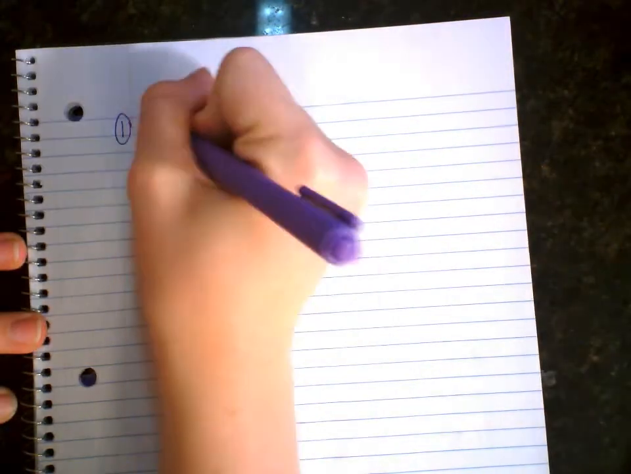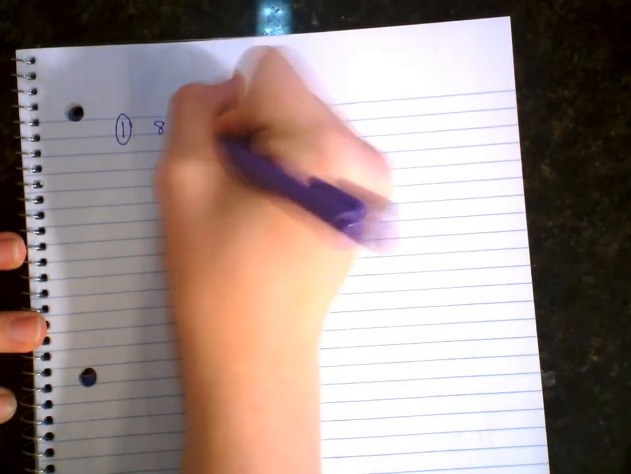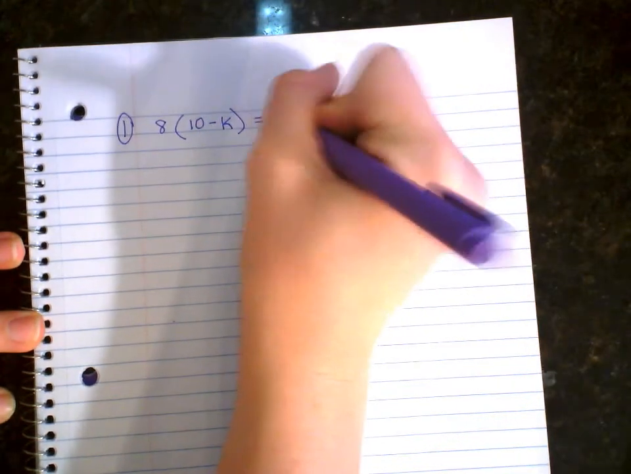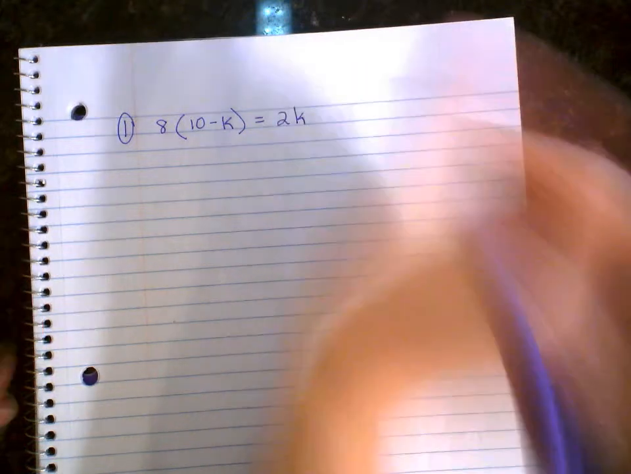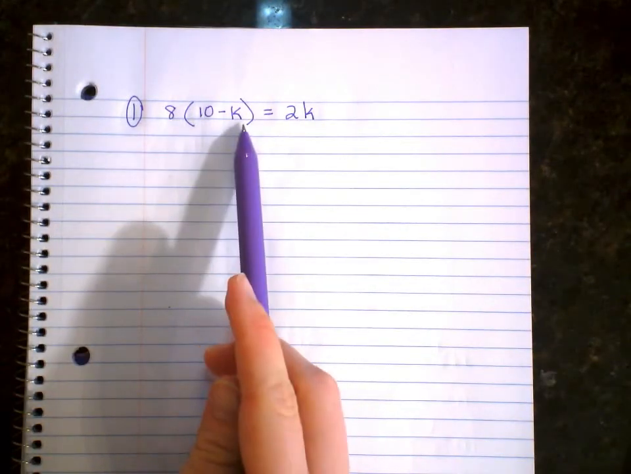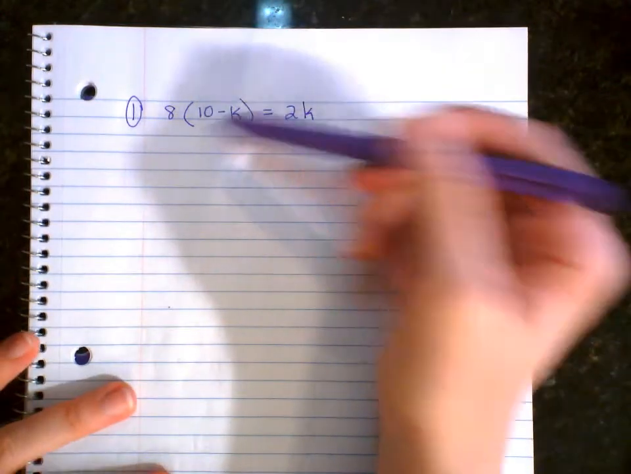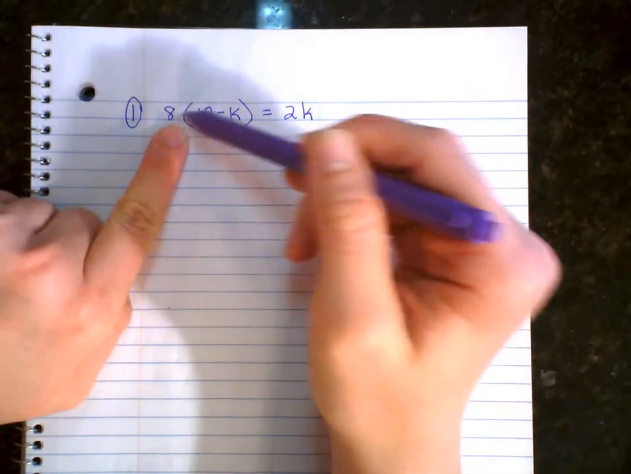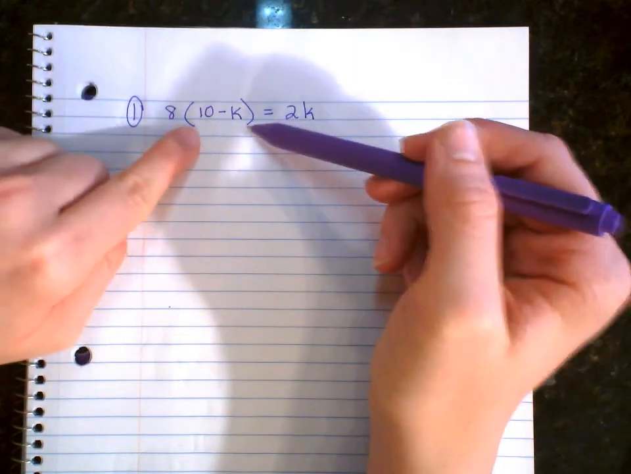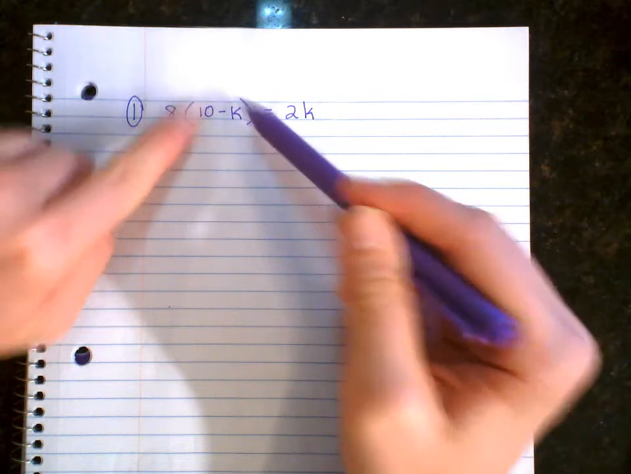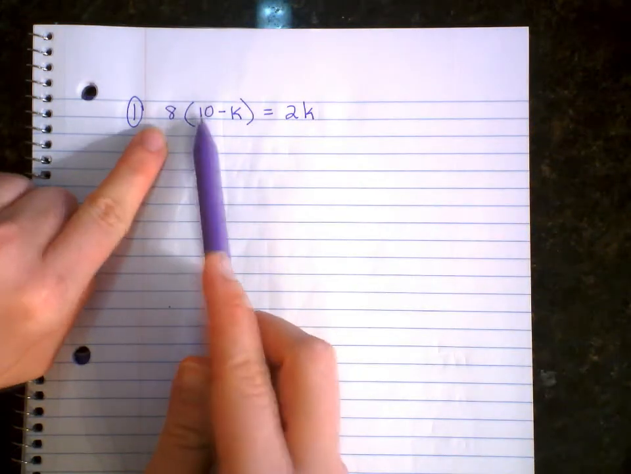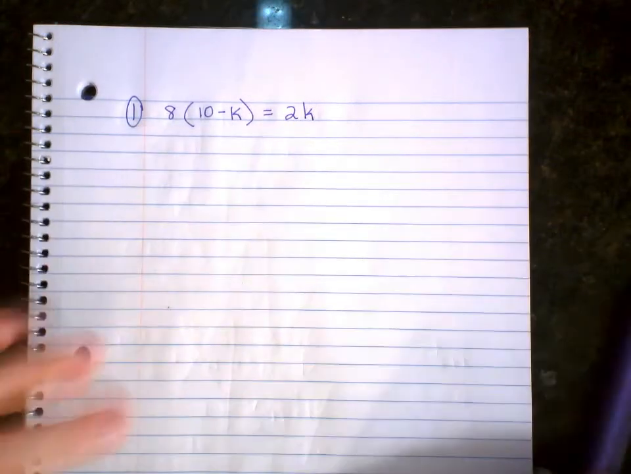Example 1. 8 times (10 minus k) equals 2k. Why did I read that as 8 times 10 minus k? Guys, with parentheses, there's no plus or minus sign between them. We're grouping the 10 minus k, and this 8 is being multiplied by this group. We're multiplying the 8 by both the 10 and by that negative k.